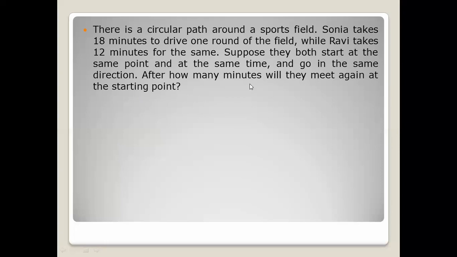Okay, so let us first draw a circular path. So this one is a circular path. Suppose this one is your starting point. Here Sonia and Ravi are there. So here it is Sonia, this is Sonia, and let us say this one is Ravi. They are very lovely kids, our Sonia and Ravi, both at the same point, right.